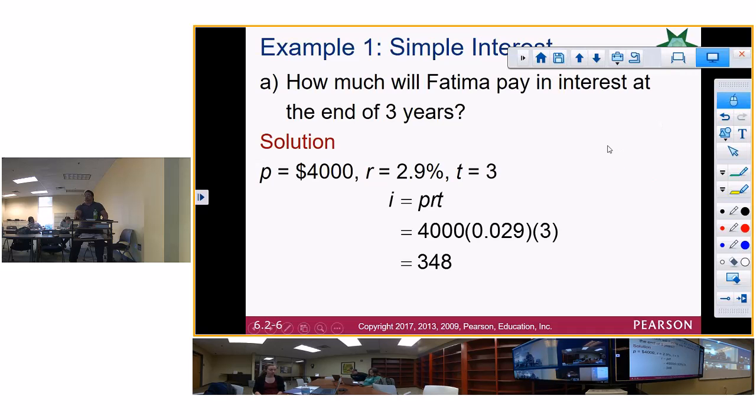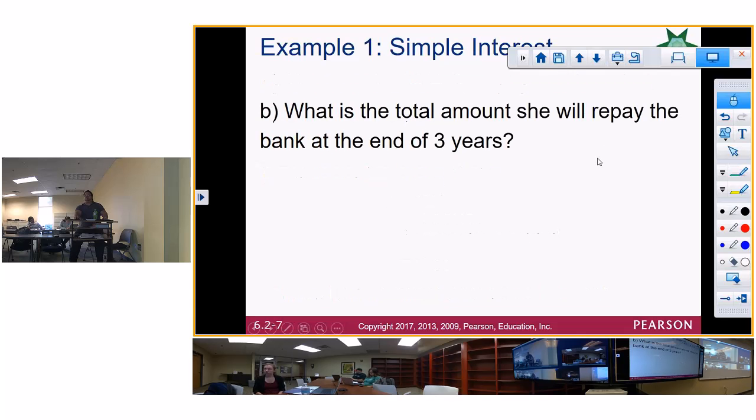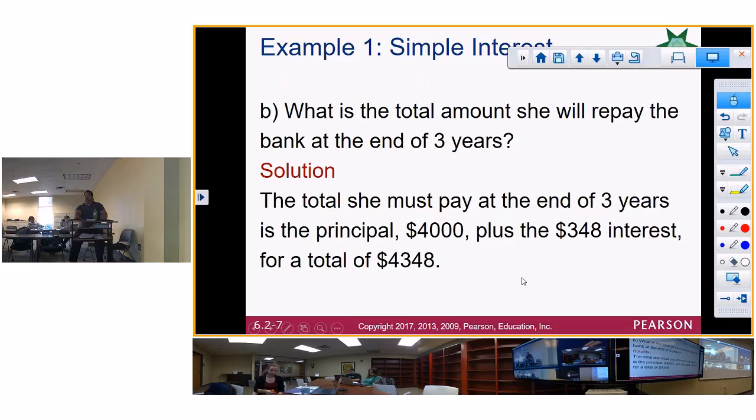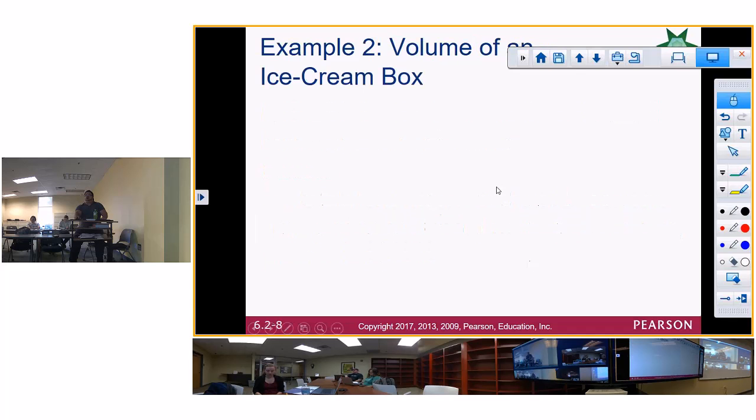I'm having problems. There. And I'm not going to, 3 years, you multiply that by 3. I'm not going to, okay, that's great. Okay. I'm not going to go into all this.